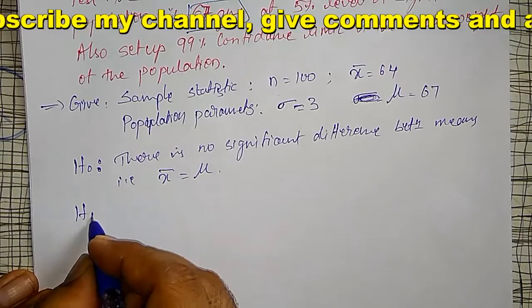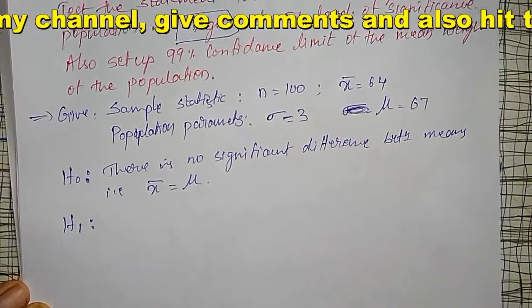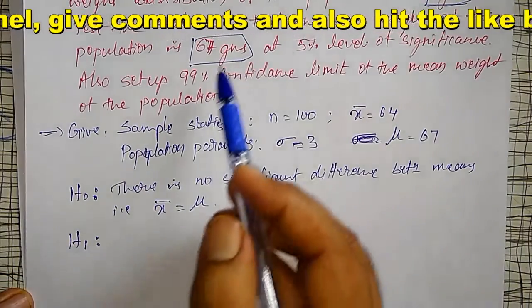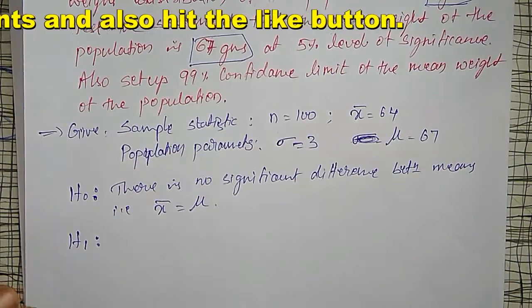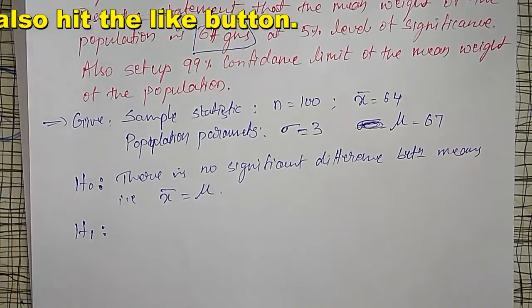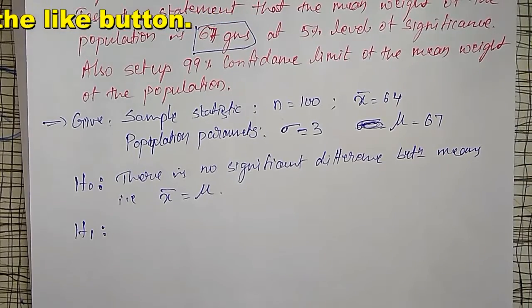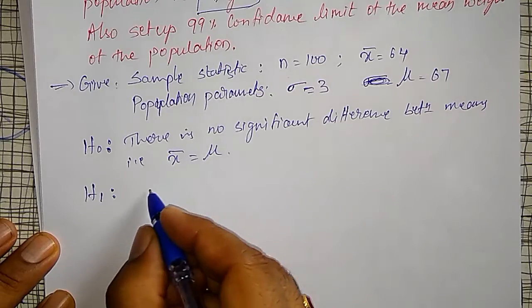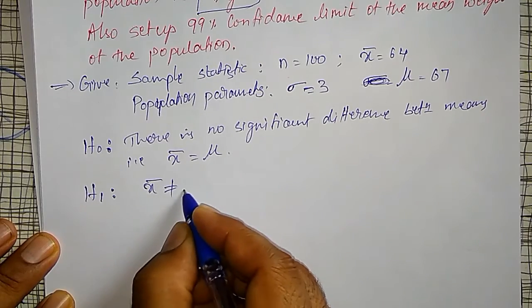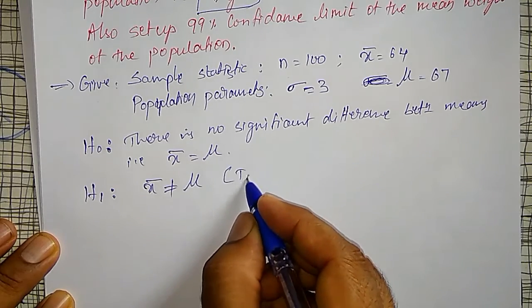And alternate hypothesis is we have to test the statement that mean weight population is not differing, therefore they are not given here greater than or less than or equal to and everything. That's why just we have to take the x bar is not equal to mu, therefore again it is a two-tailed test.